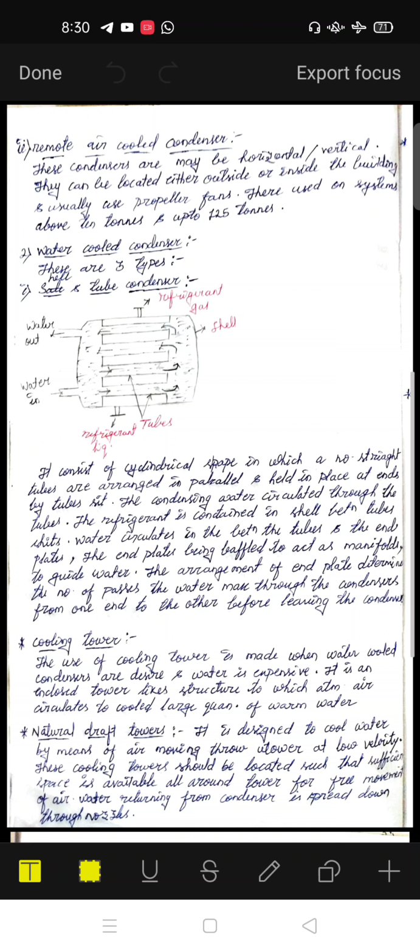So next one is the natural draft tower. It is designed to cool water by means of air moving through the water at low velocity. These cooling towers should be located such that sufficient space is available all around the tower for free movement of air. Water returning from the condenser is sprayed down through the nozzles.